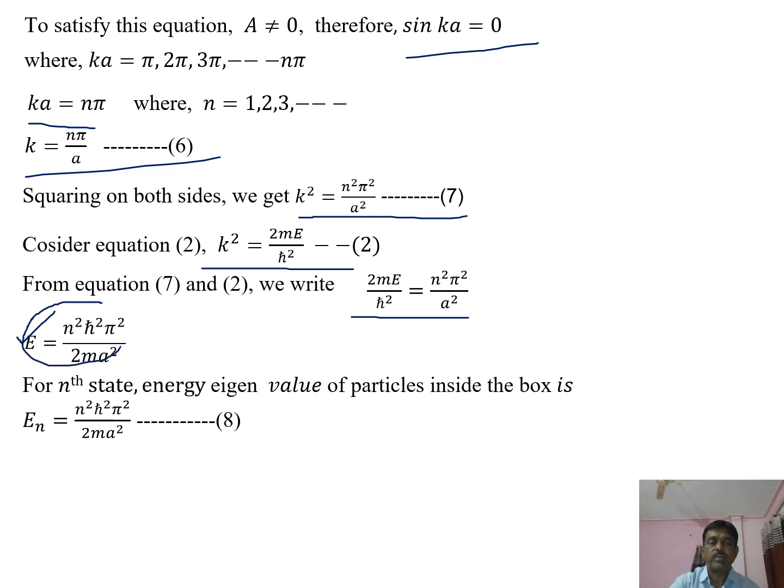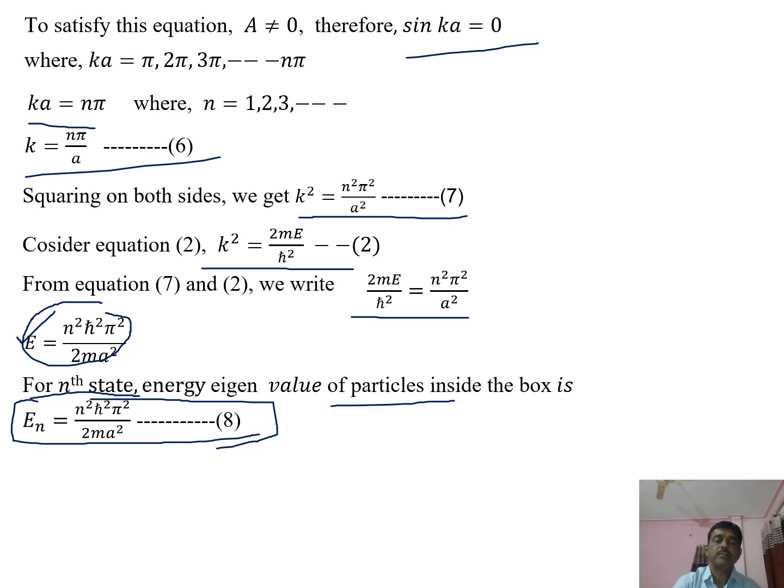From these equations, we write the energy eigenvalue of the particle confined inside the box. For the nth state, its energy eigenvalue becomes En is equal to n square h cross square pi square divided by 2 m a square, equation number 8. That is, this is the resultant equation for the energy of a particle confined in a one-dimensional rigid box having length a.